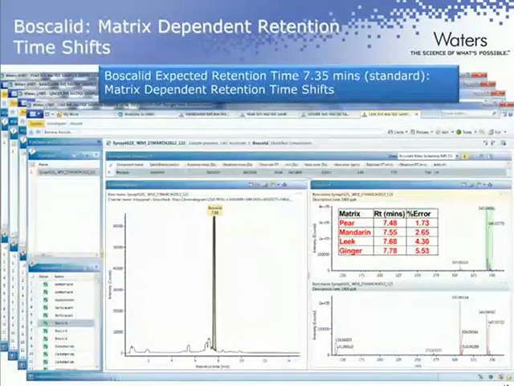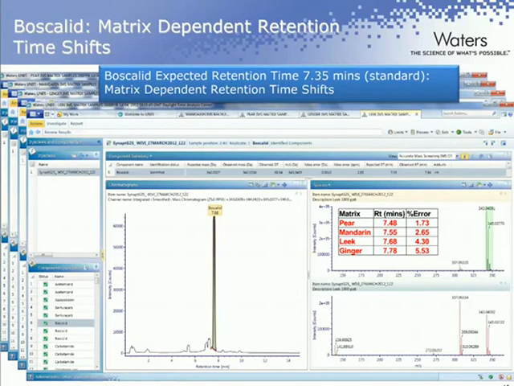So in addition to the benefits of cleanup, we can now have a look at some other properties of ion mobility. What we're going to look at in a moment is the actual drift time that you can generate from ion mobility that will enable us to overcome some of the issues that we can see on this slide. For boscalid, we have an expected retention time of 7.35 minutes. However, with the four matrices, pear, mandarin, leek, and ginger, the percentage retention time error varies from 1.73 to 5.53%, which is well outside the acceptable plus or minus 2.5%.